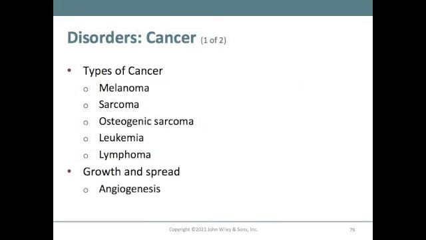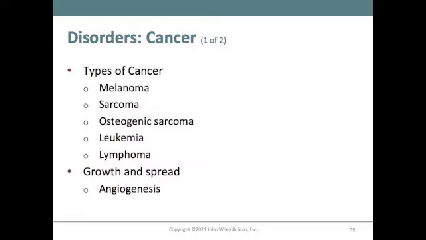Moving on to disorders and homeostatic imbalances, cancer is a group of diseases characterized by uncontrolled or abnormal cell division. Therefore, cancer is a disease of the cell cycle. When the cells in a part of the body divide without control, the excessive tissue that develops is called a tumor. The study of tumors is called oncology.